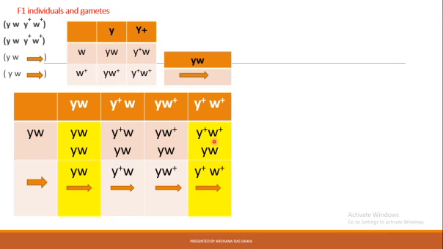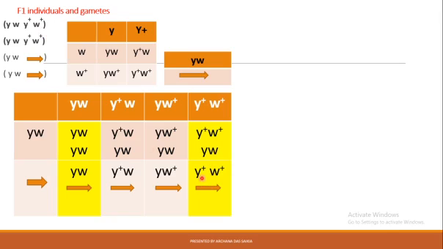Then what do we get here? We get here brown body, red eye. Heterozygous condition, brown body, red eye. Where did we get this? We got it in the F1 individual. Here you can see we got it in the F1 female.